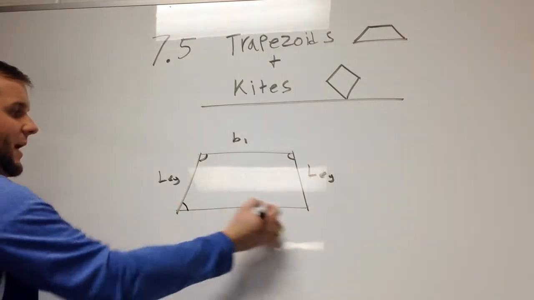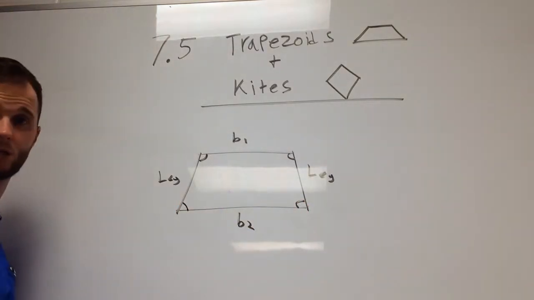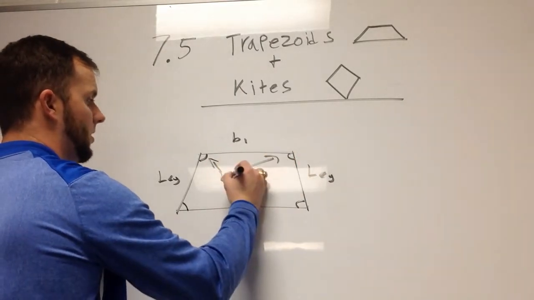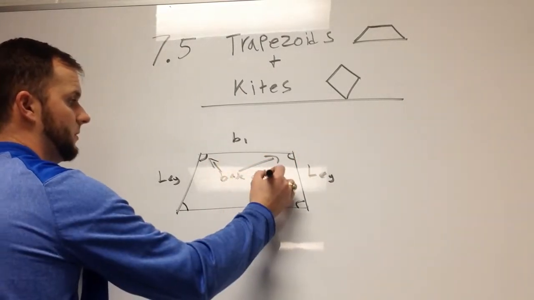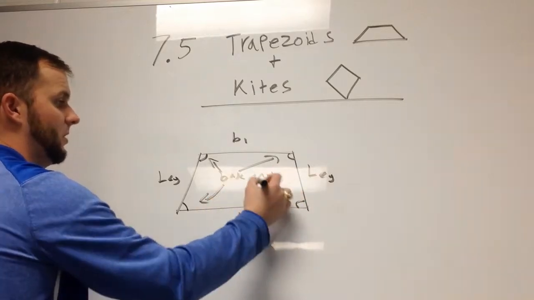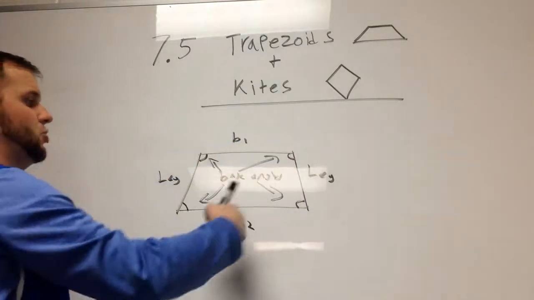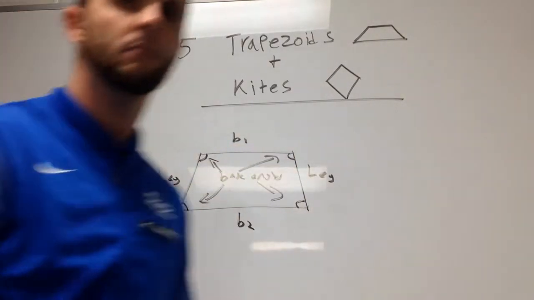And then these two angles down here are going to be known as bases as well. So these two right here go together. So you could call these base angles. And these two here go together as well as base angles. So these are known as your base angles of your trapezoid.